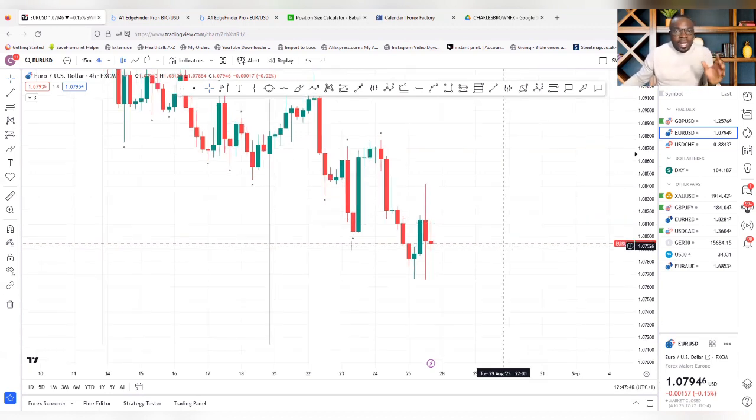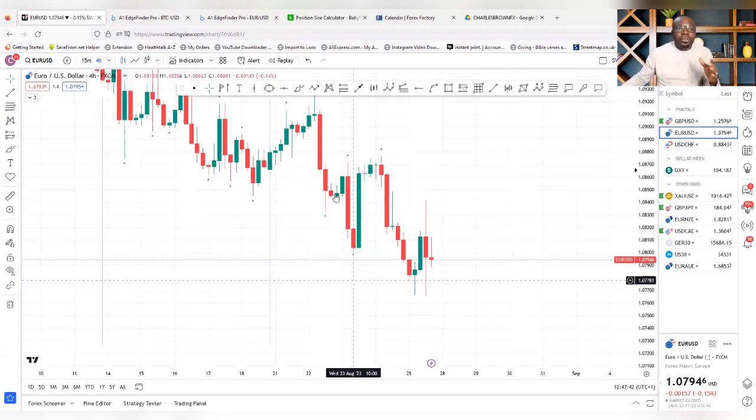Okay, so now we're looking at Euro USD, and this is week 35. We're looking at what the market holds for us.